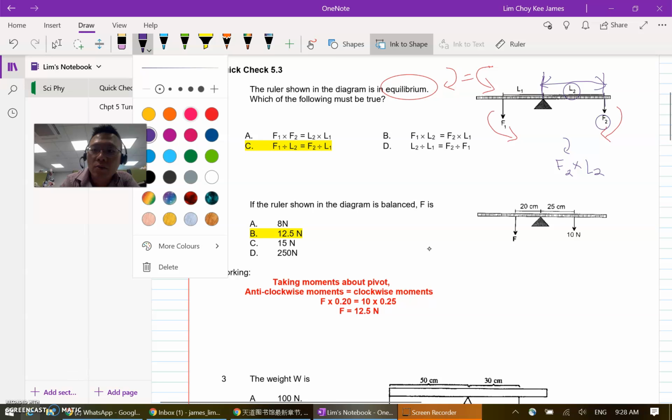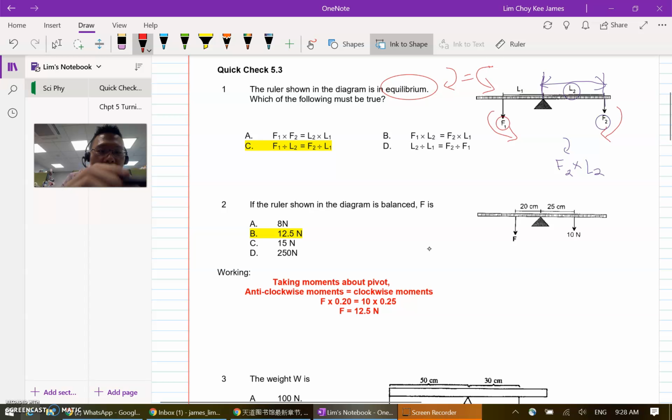Likewise for the anti-clockwise moment, the force is F1. Similarly, I look at the line of action and I look at the pivot. The distance between them is the perpendicular distance I'm interested in. So L1 is the perpendicular distance. For the anti-clockwise moment, we have F1 multiplied by L1. Because they are in equilibrium, the two moments are equal to each other, so you will have the equation you are looking for.